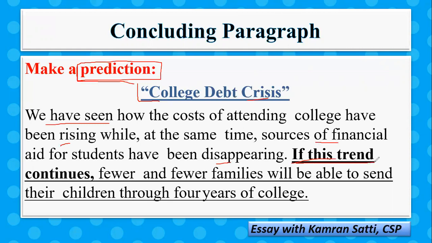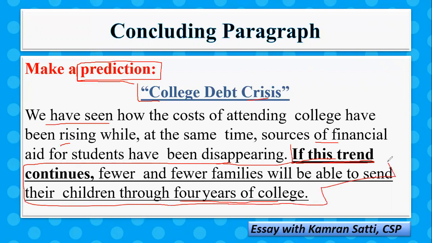If you use this sort of terminology, you can use any other as well. This is just an example. If this trend continues, fewer and fewer families will be able to send their children through 4 years of college. So this is a prediction that if we don't start providing aid to students for higher education, this is the prediction we are making, that fewer and fewer students will be able to attend college.